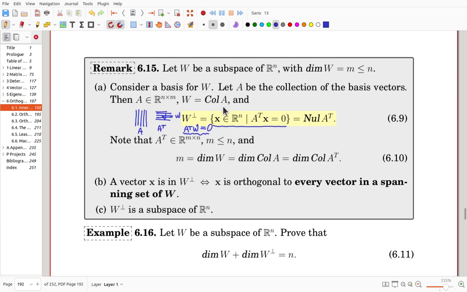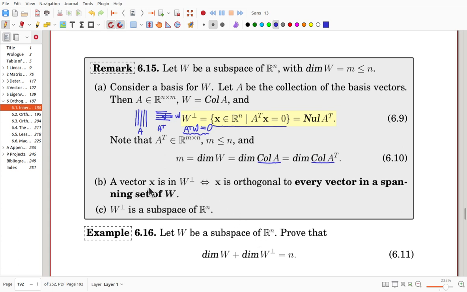A is the collection of basis vectors of W. So we have here the column space. The dimension of the column space of A is the same as the dimension of the column space of A transpose. So we reach it here. Now these two will be used for the following example.